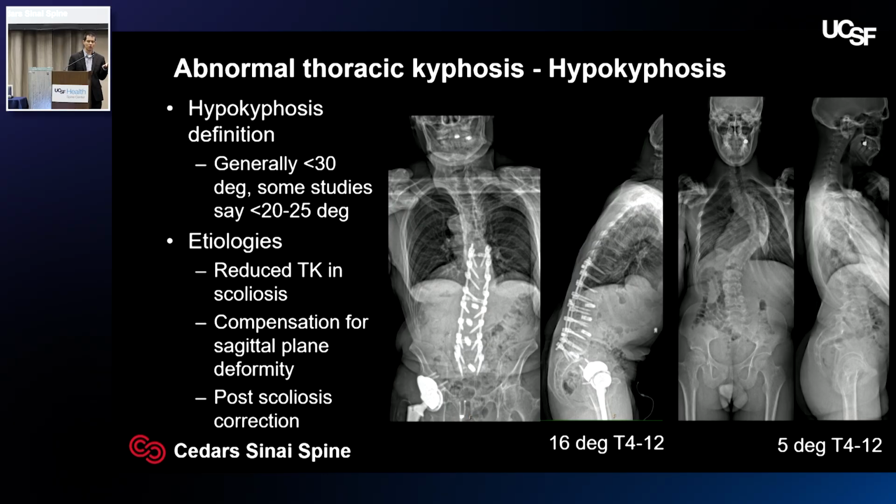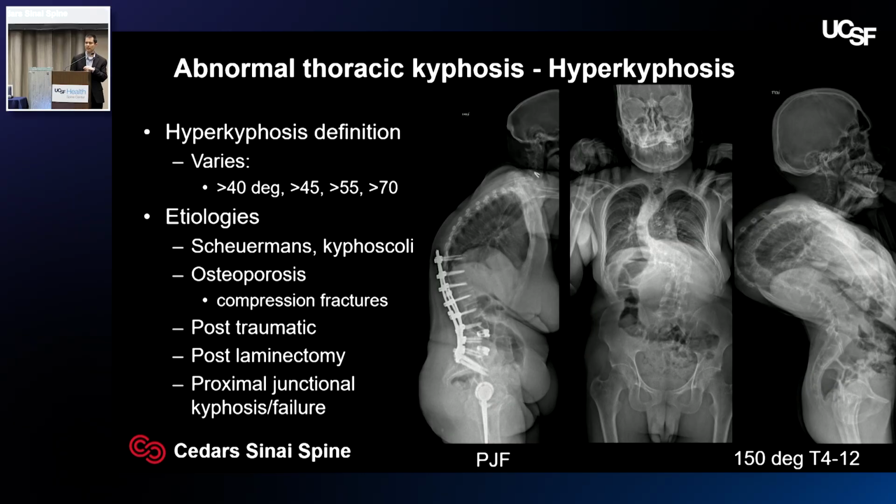Now, abnormal thoracic kyphosis. What is that? It's either hypo- or hyperkyphosis, pretty much anything outside of the range we've defined as roughly 20 to 60 degrees. In the literature, most will say less than 30 degrees, some less than 20, for hypokyphosis. It can be reduced in scoliosis, as you can see in the patient on the right. I think most people would agree that's hypokyphosis, or compensation for the patient on the left, because of the severe flat back.